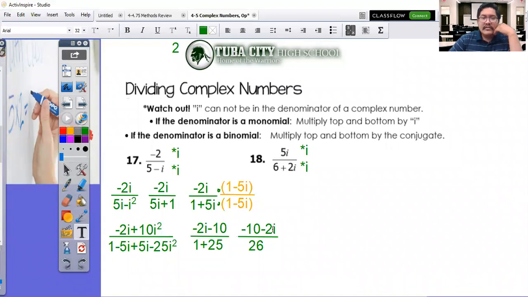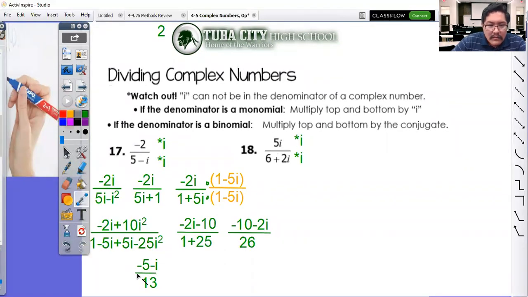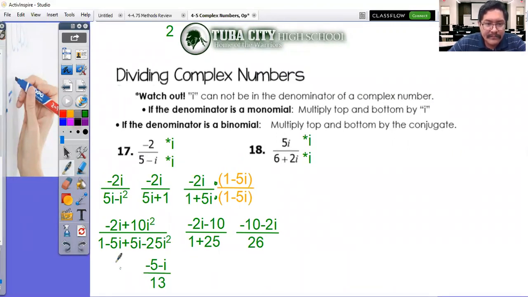So 10, 2, and 26 are all even numbers, which means I'm going to divide all of them by 2. So it's going to be negative 5 minus i, because everything got divided by 2, over 13, because again, that's divided by 2. And there we go. That is going to be the final touch. We made it.